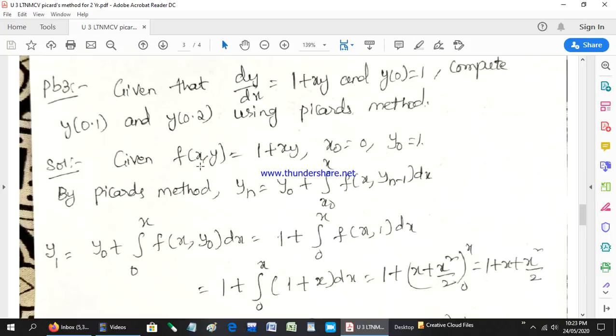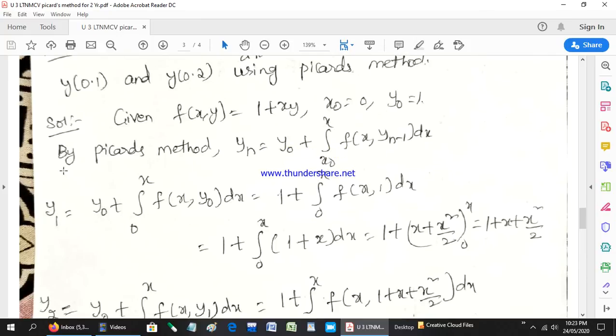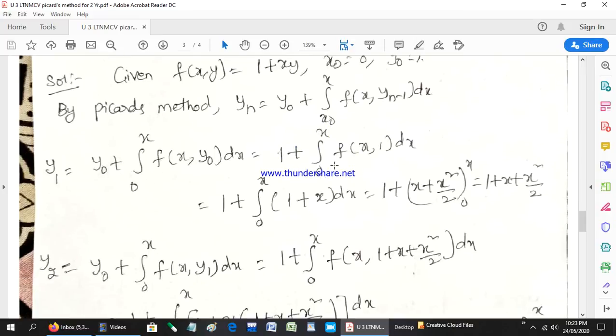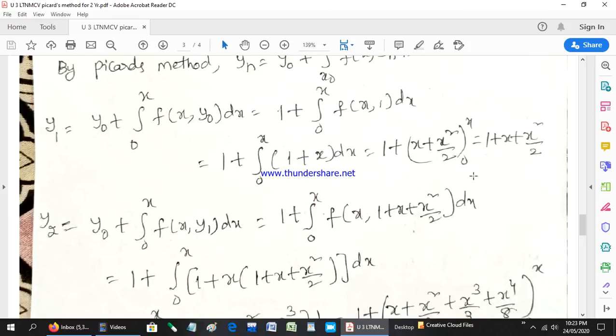So let us write again the function f of xy is equal to 1 plus xy, where x0 is 0 and y0 is 1. So this is the formula, yn is equal to y0 plus integral x0 to x f of x, y n minus 1 dx. So putting x0 and y0 values, which are given as 0 and 1, we get integral 0 to x f of x, 1 dx. So in place of y, putting y0 is equal to 1, so 1 plus x dx. So that gives 1 plus x square by 2 from 0 to x. So we have lower limit 0, so the function will be only 1 plus x square by 2.